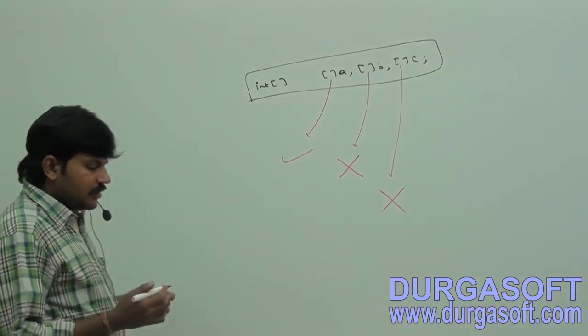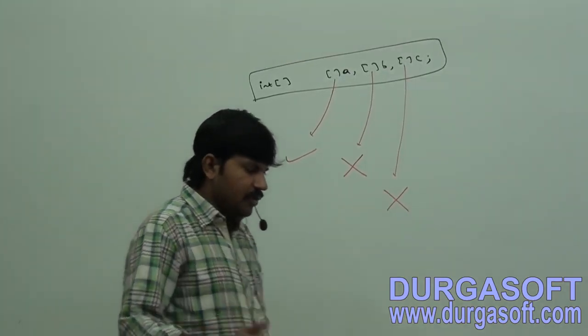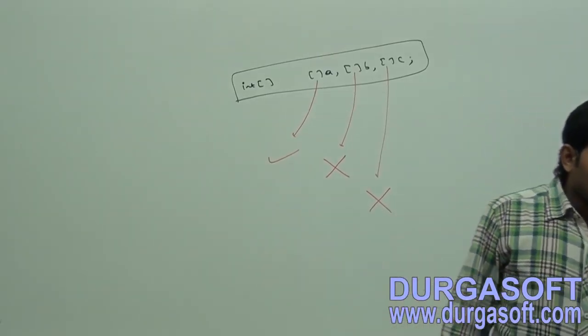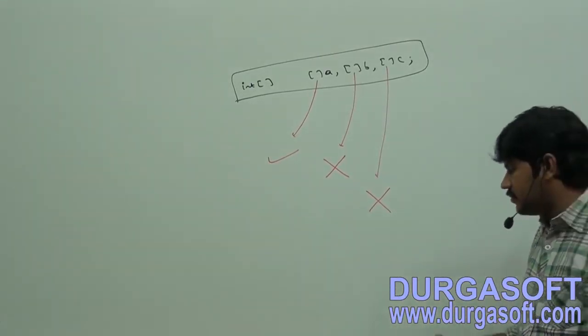Okay, take care, add this example. But after the variable, you can declare, no problem at all. This rule is applicable only before the variable. Completed, right?